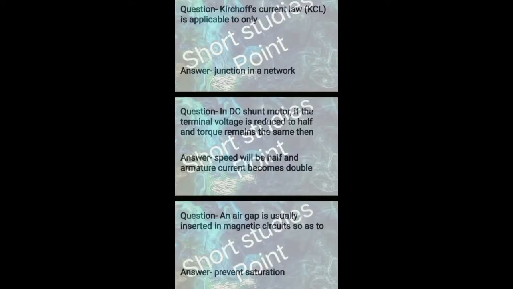Next question, calculate the induced EMF in the inductor of a series RL circuit having inductance of 1.8 Henry and resistance of 19 ohms after 20 milliseconds when supplied by a 20 volt DC source. Answer, 7.36 volt. Question, Kirchhoff's current law is applicable to only junction in a network.